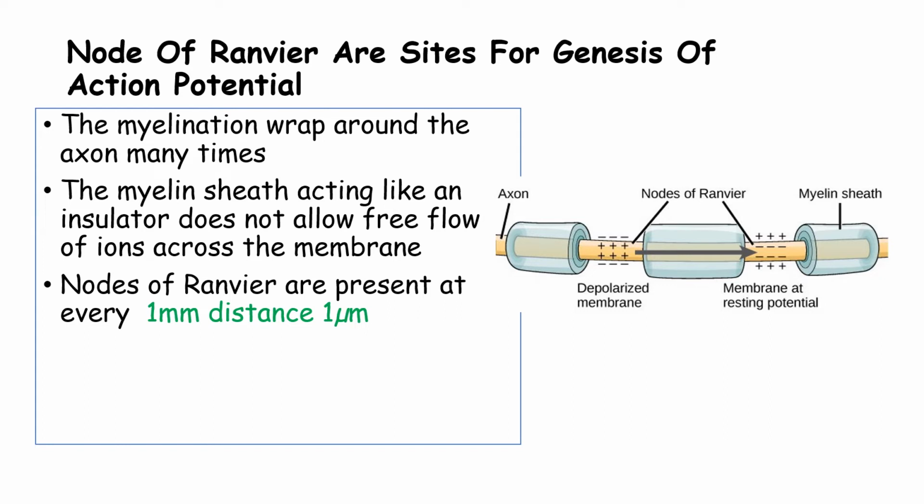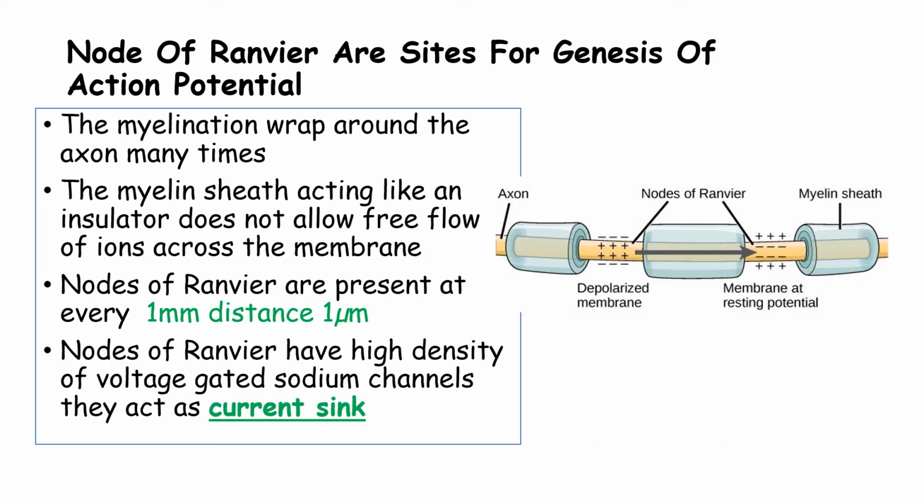These nodes of Ranvier, which are present at a distance of 1 millimeter for approximately 1 micrometer, have a high density of voltage gated channels. If I talk about the initial segment, there are just 250 to 500 sodium channels. But when we talk about the node of Ranvier, the number of sodium channels is 2000 to 12,000, leading to the regeneration of the action potential. Therefore, we can say that these nodes of Ranvier are acting as current sinks.